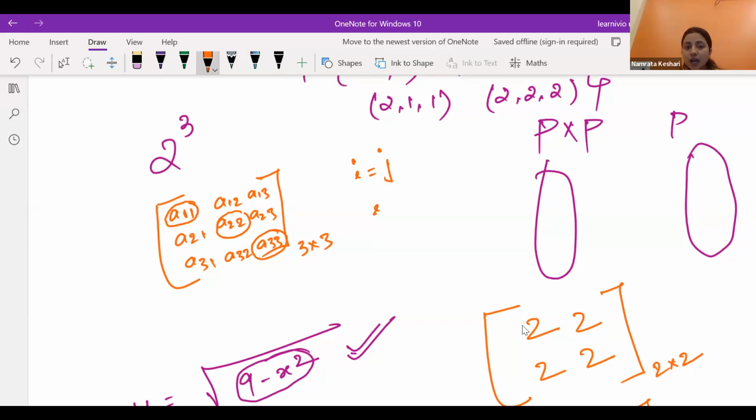Wherever i and j are not equal, those elements are zero. Aij is zero where i and j are not the same. That's the definition of a diagonal matrix. Is it making sense? Yes, ma'am.